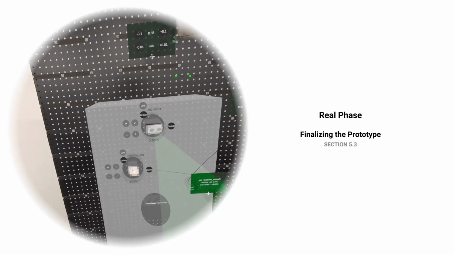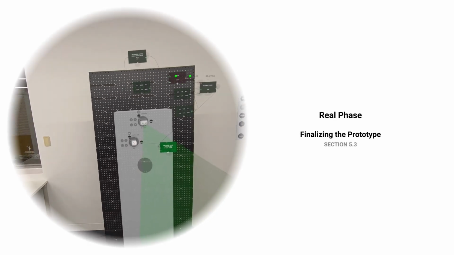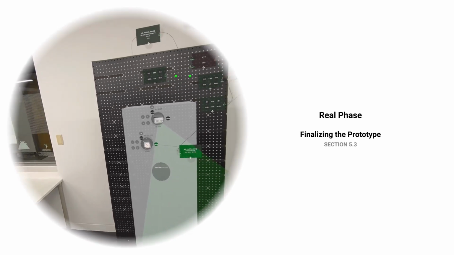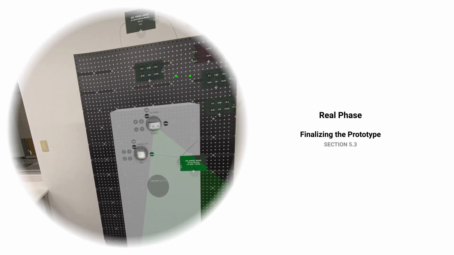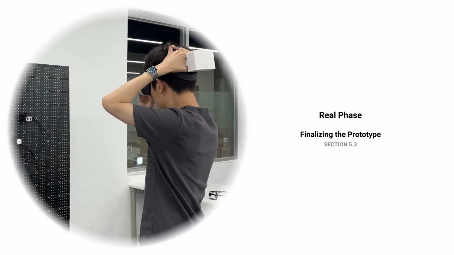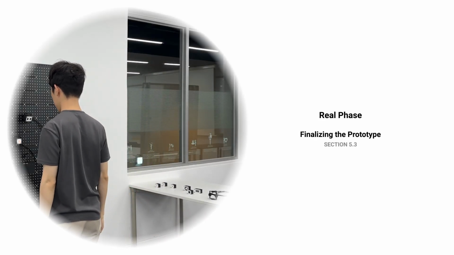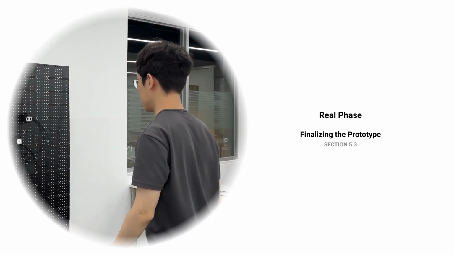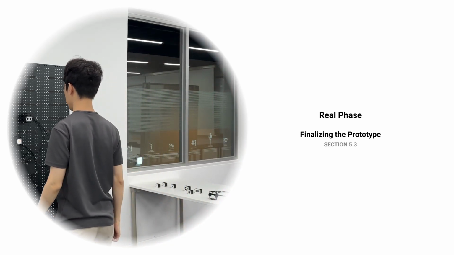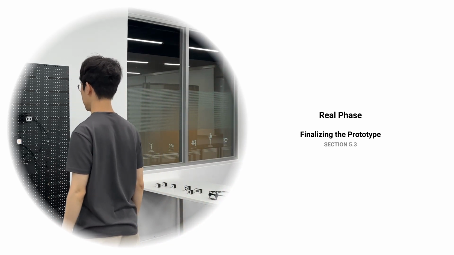Finally, we enter the real phase. Once all the virtual components have been replaced with physical ones, your prototype can now work fully independently of the VR headset. You can now remove the headset and interact with your complete physical prototype. At this stage, the prototype can be tested, used, and further refined as needed. If adjustments are required, you can always return to the earlier phases to make changes.